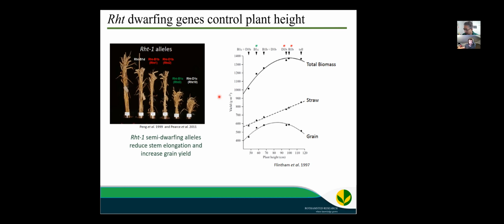And as you can see, we have the RHT genes. We call them the dwarfing alleles. They reduce stem elongation, basically increasing the grain yield. As you can see, the tall varieties have less grain yield.